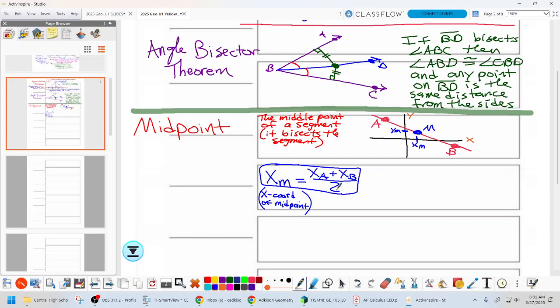And then what about the y coordinate? What do you think? Add the y coordinates. Yeah. Divide by 2. Yeah, same thing. So y coordinate of the midpoint is just adding the y coordinates of the endpoints, dividing by 2 because there's 2 of them.